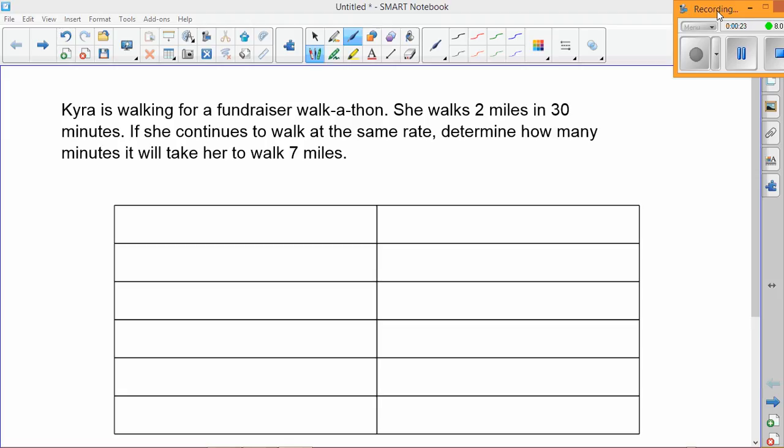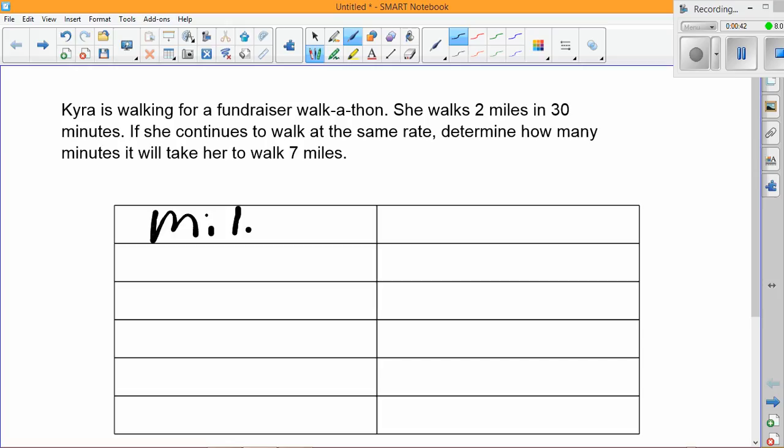So the problem states that Kira is walking for a fundraiser walkathon. She walks 2 miles in 30 minutes. If she continues to walk at the same rate, determine how many minutes it's going to take her to walk 7 miles. So first things first, let's label our chart. I wanted to label miles and minutes. So that's the two things we're dealing with. All right, and again, she's walking 2 miles in 30 minutes.